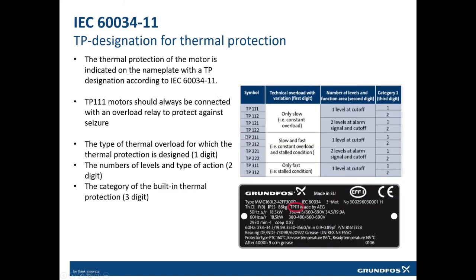So this was the star-delta concept. Now, thermal protection. Motors usually come with thermal protections. These are the PTCs, TP111, TP112. It all depends. The first letter is for only slow, slow and fast, or only fast types of protection. Only slow means if it is slowly overloading, it will trip. Fast means if it is stalled and suddenly stops because of something, it will trip immediately. Cutoff level 1 or 2 depends on the type of protection provided inside the pump.